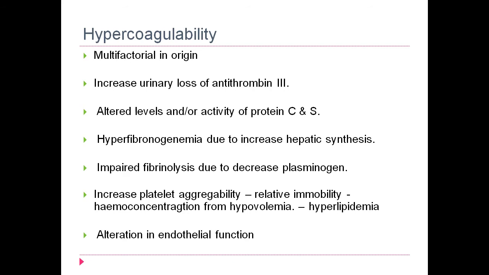Cause of hypercoagulability, it is multifactorial. Mostly loss of urinary antithrombin 3 and altered level and activity of protein C and S. Even hyperfibrinogenemia due to increased hepatic synthesis. Impaired fibrinolysis due to decreased plasminogen. Increased platelet aggregability. Relative immobility, hemoconcentration from hypovolemia, and hyperlipidemia. Alteration in endothelial function.